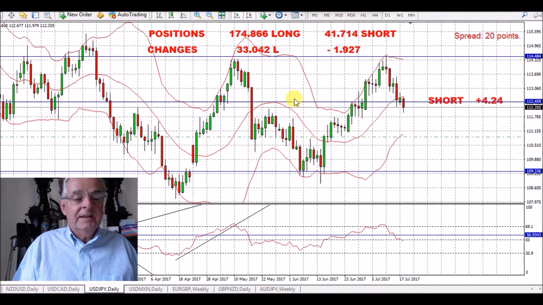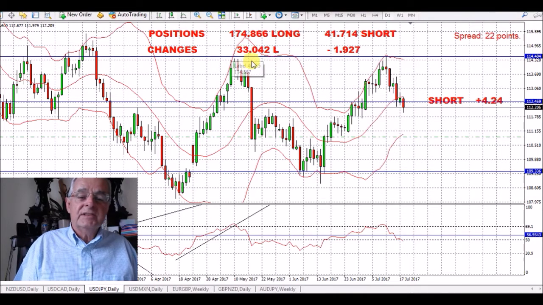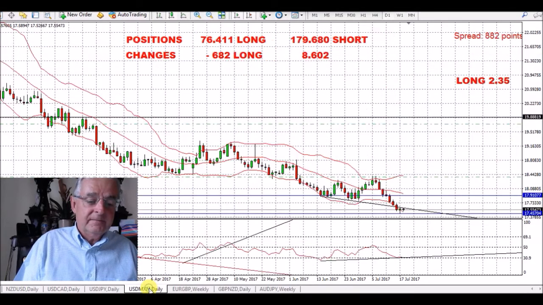USD Japanese yen. This is the only one I've got that's actually benefited from a weak dollar. The commercials are short 4.24 to 1 on this pair, so they're actually long the Japanese yen. That would be 41,000 to 174,000. And they've added a large position last week. So we are expecting to see that strengthen.